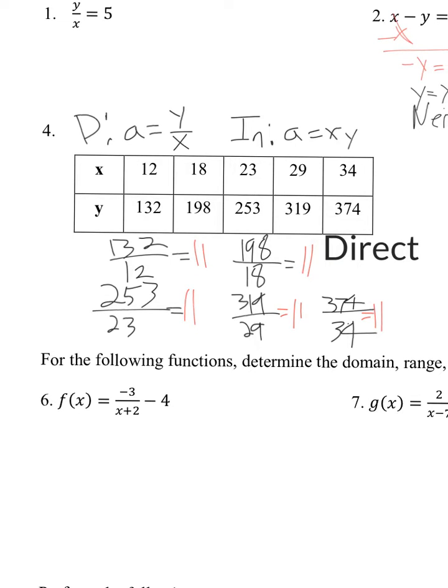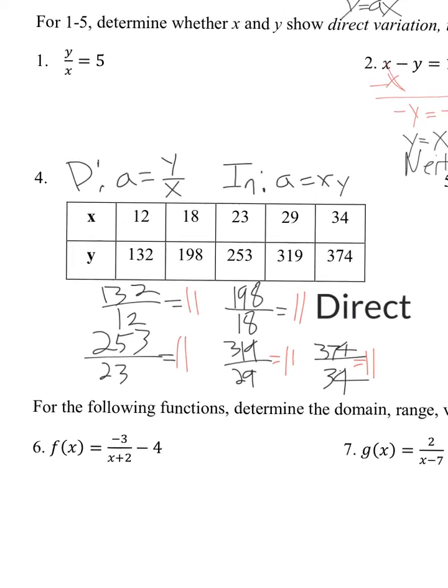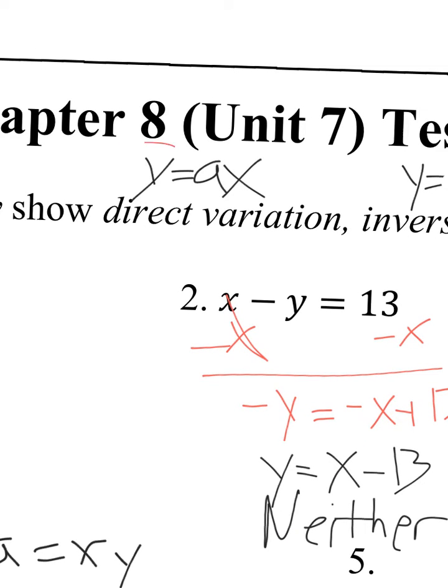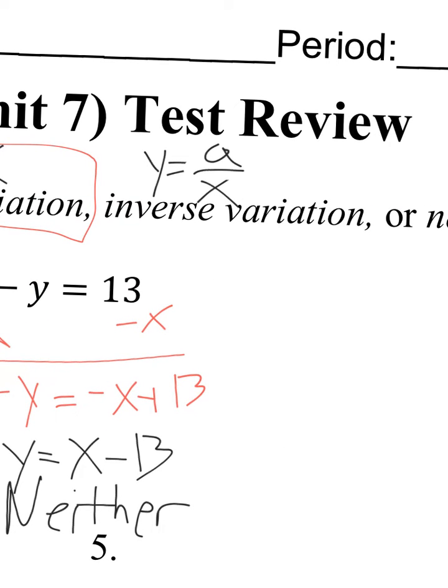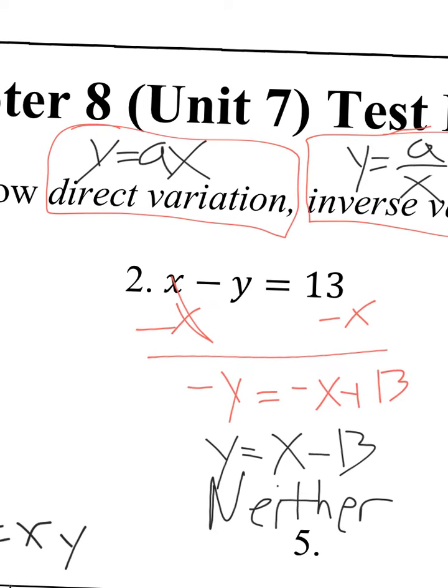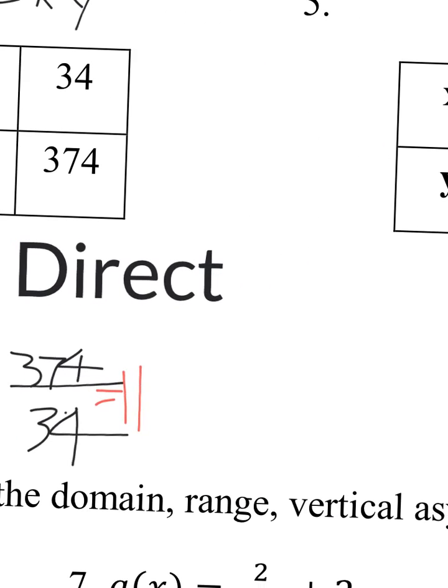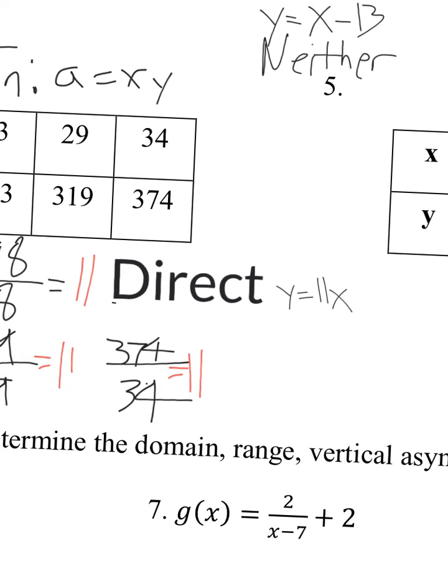Okay, so given that it's a direct variation problem, a is 11, and remember I just wrote the formula for direct right there, so I'm going to just circle it. This is direct, this is inverse. Okay, so if you need to write the equation y equals a times x, a is 11, so I'll just say y equals 11 times x. Alright, and that's it for that one.